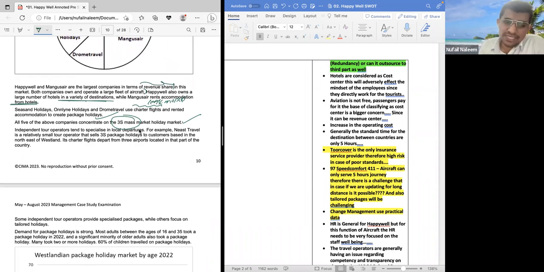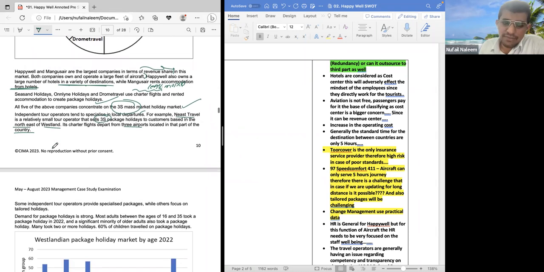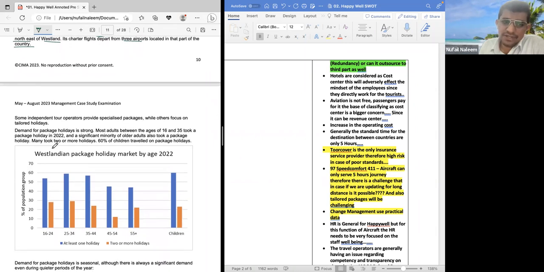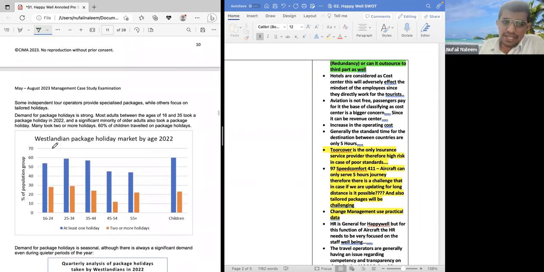Independent tour operators tend to specialize in local departures. For example, niche travel is a relatively small tour operator that sells 3S package holidays to customers based in the northeast of Westland. Its charter flights depart from 3 airports located in that part of the country. So that is also one practical point of view to keep in mind. Some independent tour operators provide specialized packages, while others focus on tailored holidays. Demand for package holidays is very strong. That's what I'm telling. We can go for dynamic packages, maybe niche packages, maybe.